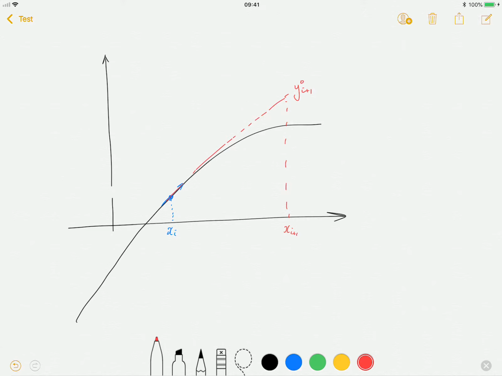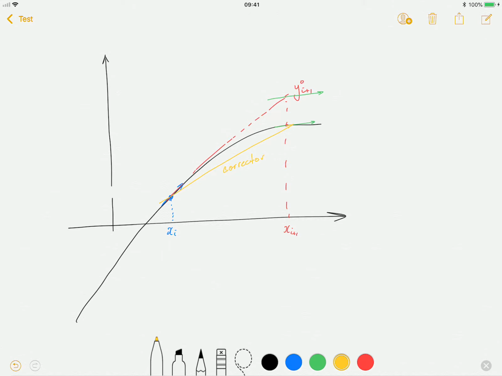We then calculate the slope at this point now. I'm going to draw a parallel up here. And then we average between the blue and the green slope to get a new correction. Let's draw this in yellow. Of our next point. So this is now the corrector.